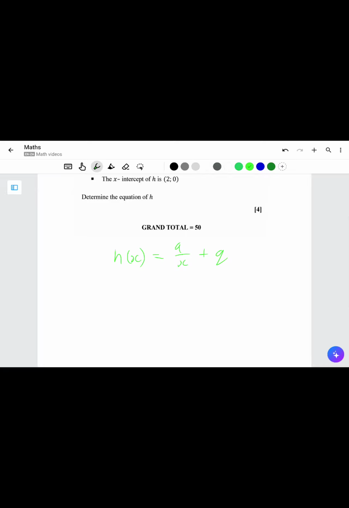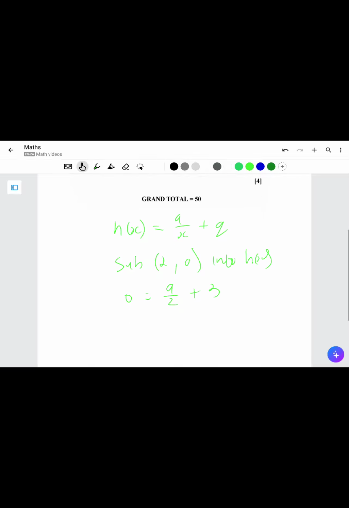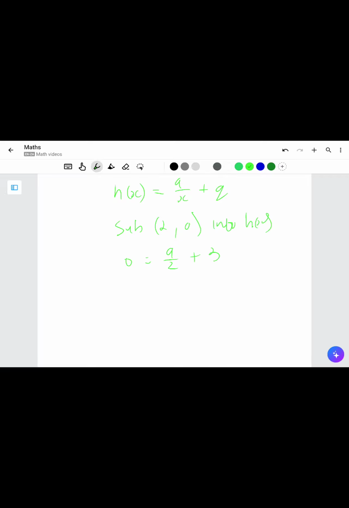So what are we going to say? We're going to substitute our x-intercept there, which is 2 and 0, into h of x. If we do this, we can now say that 0 equals a over 2 plus, we know our asymptote there, y equals 3, which is your q value. Again, some simple math here. We're going to take the 3 over. So we're going to say a over 2 equals negative 3.